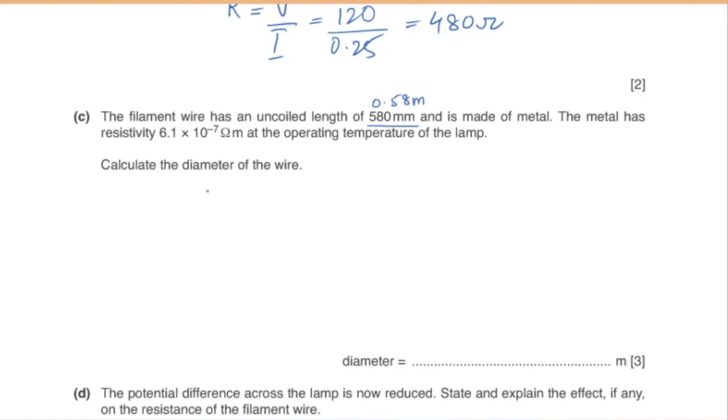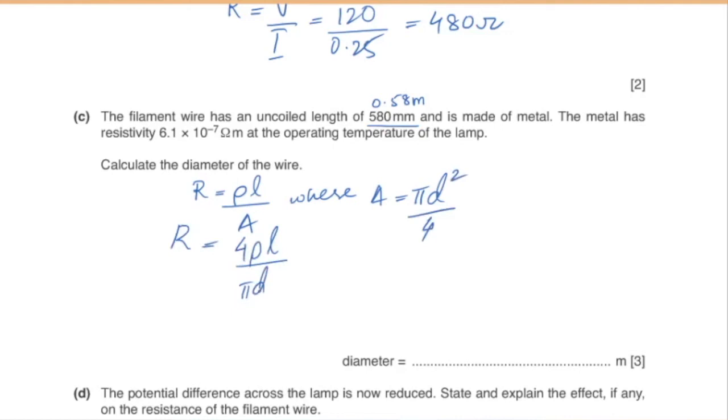So resistance is equal to resistivity times length divided by cross-sectional area, where cross-sectional area, in terms of diameter, is pi d squared by 4. So resistance becomes 4 times resistivity times length by pi d squared. Resistance of the filament wire of the lamp is 480, equal to 4 × 6.1 × 10^-7 × 0.58 divided by pi d squared. Hence, the diameter of the filament wire of the lamp is 3.06 × 10^-5 meters.